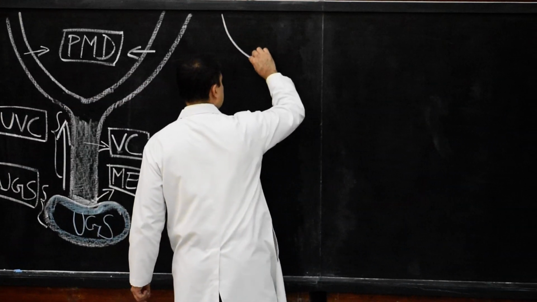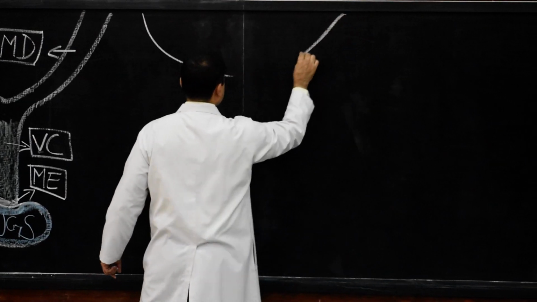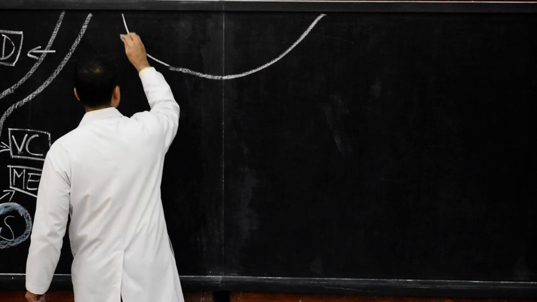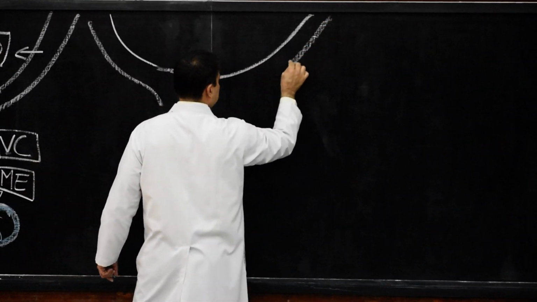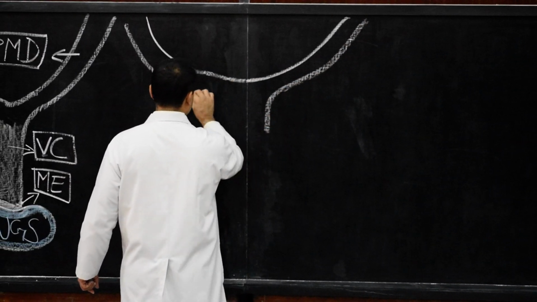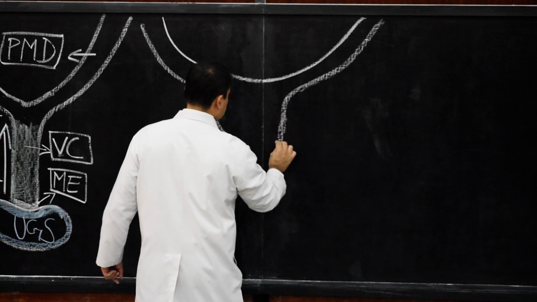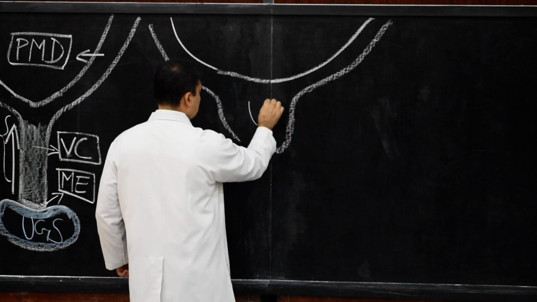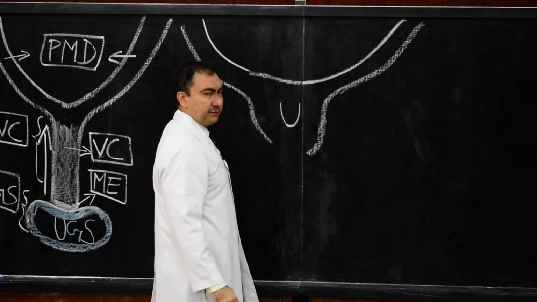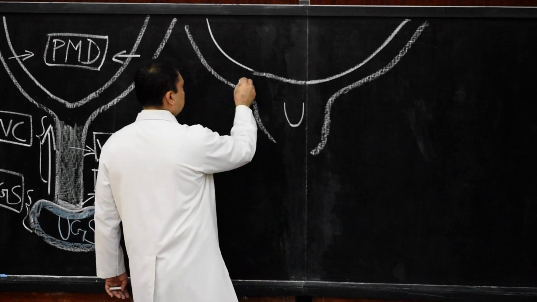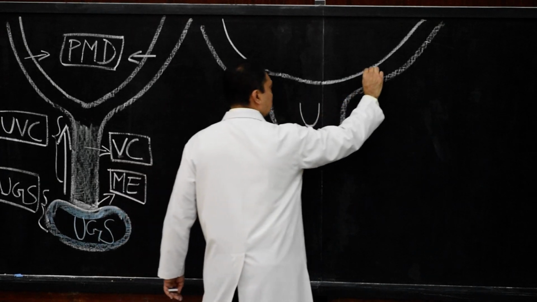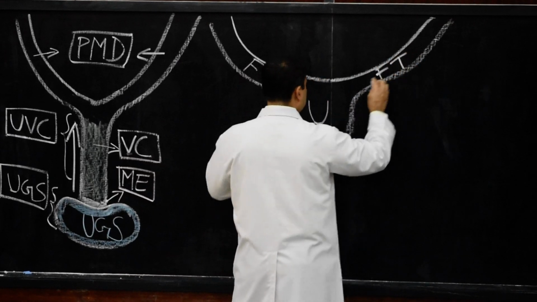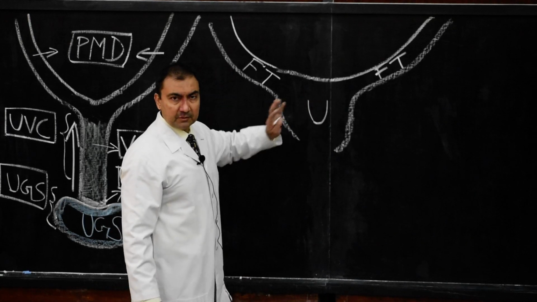In the second diagram, first we are going to show the paramesonephric ducts. The paramesonephric ducts will then develop into part of the uterus. This is the uterus, the upper part of the uterovaginal canal. They will also develop into the fallopian tubes. These are the fallopian tubes. We leave it as it is, the upper part of the uterovaginal canal.